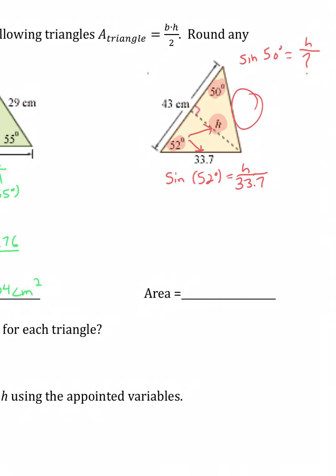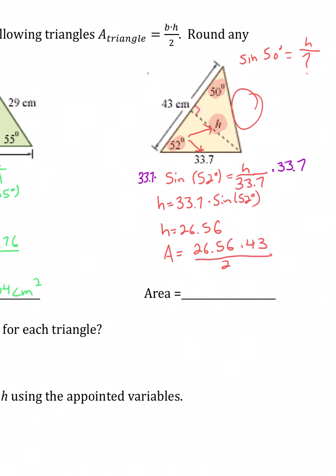All right, so then I can multiply both sides here by 33.7 to get h by itself. And I should get h equals 26.56. And then finally my area formula, 26.56 times 43 divided by 2, and my final area is 571.04 centimeters squared.